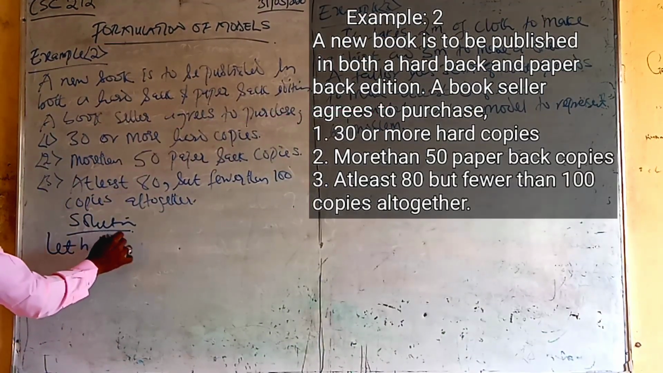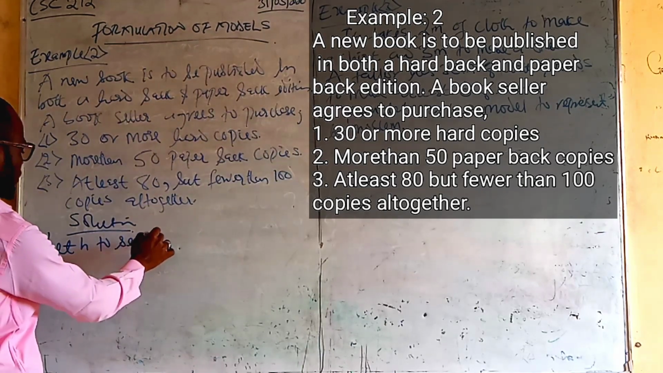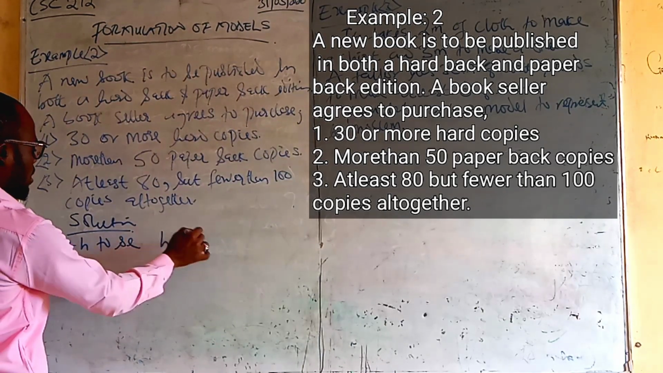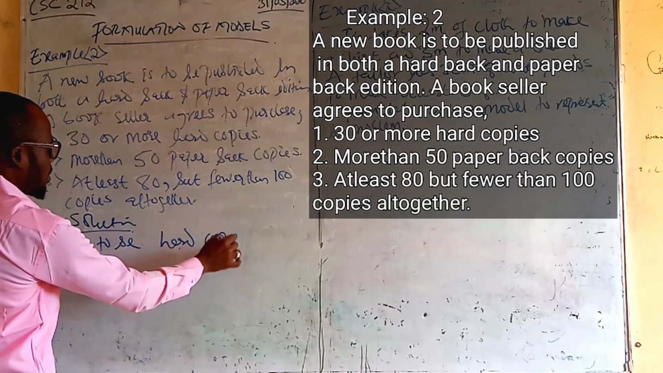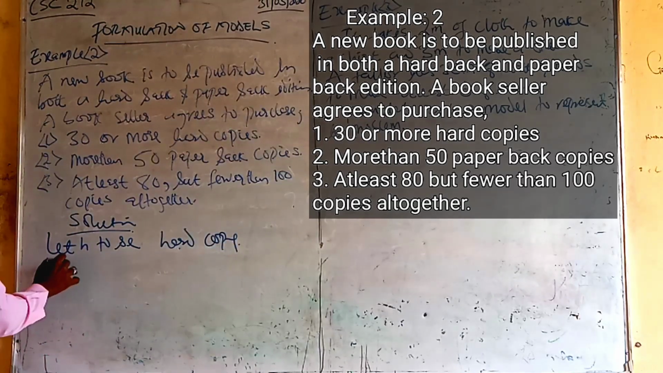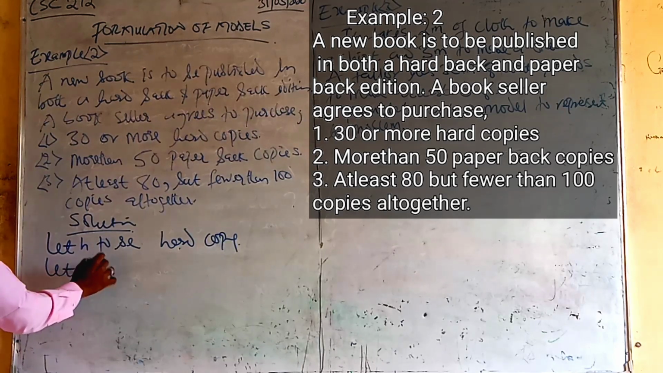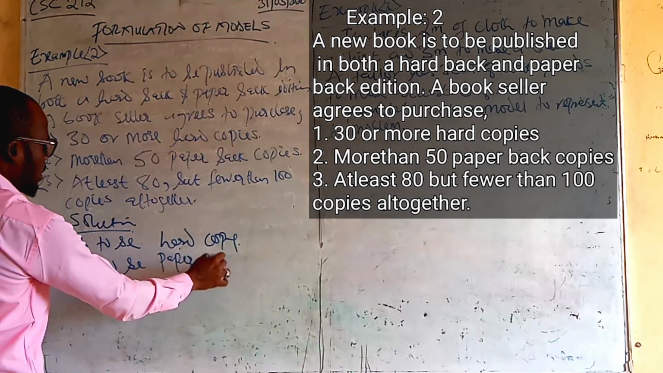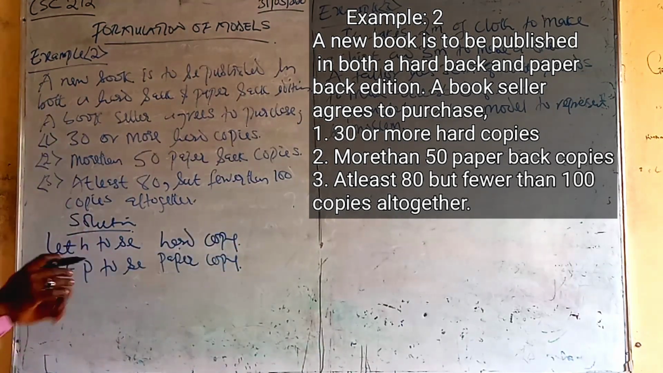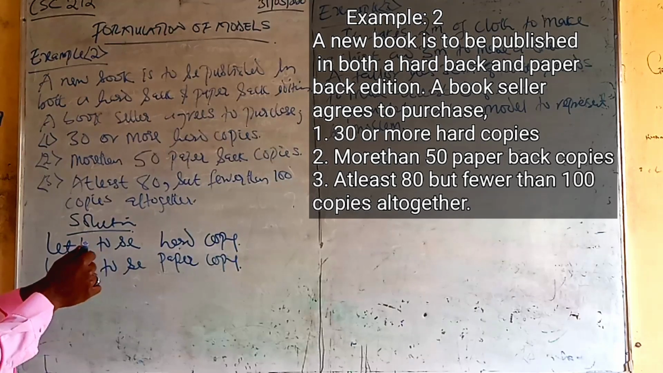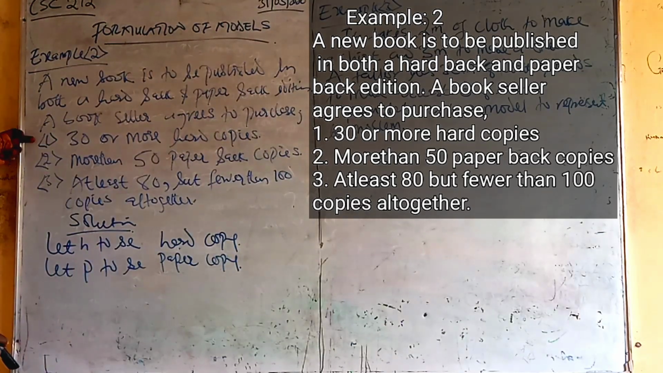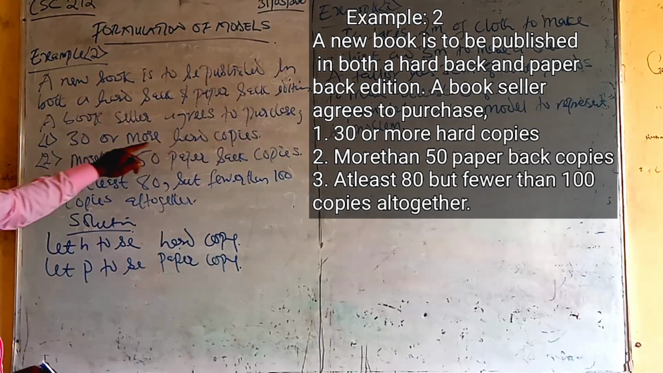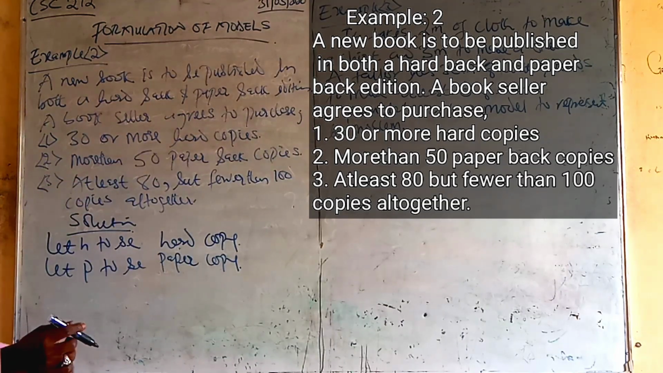First of all, let H be hard copy, and we are going to let P be paper copy for easier clarification. So we have to first of all formulate the number one scenario. Number one stated that 30 or more hard copies are going to be purchased.